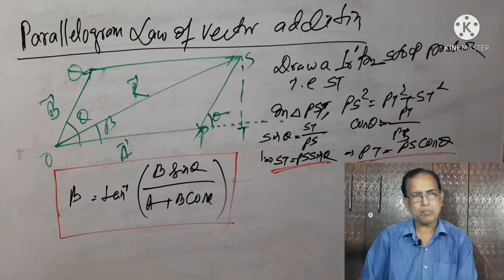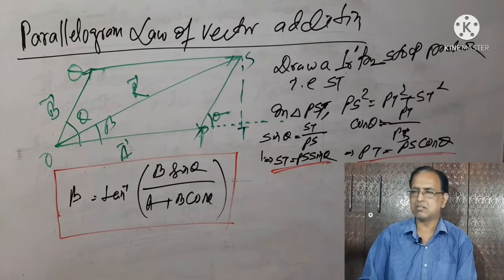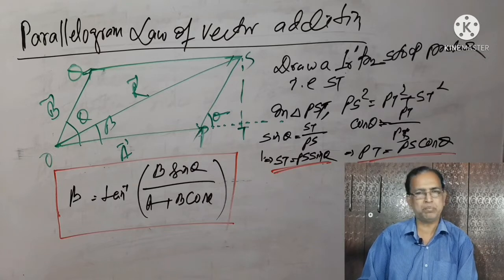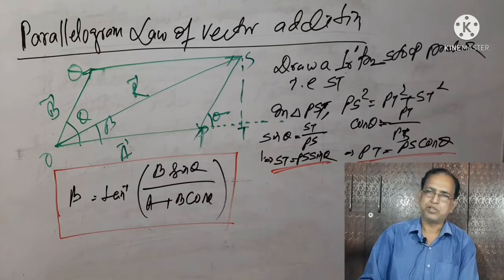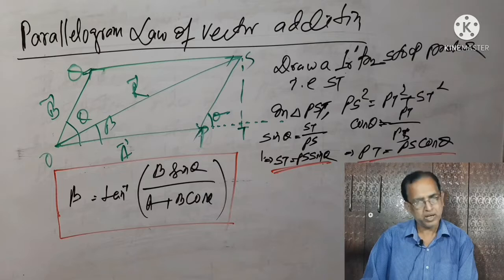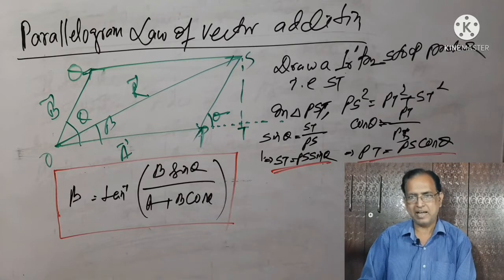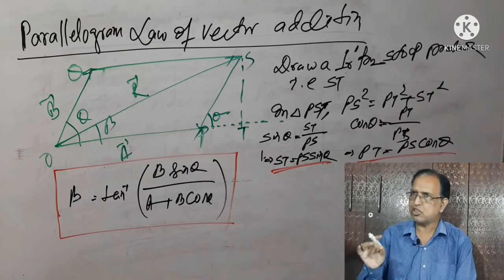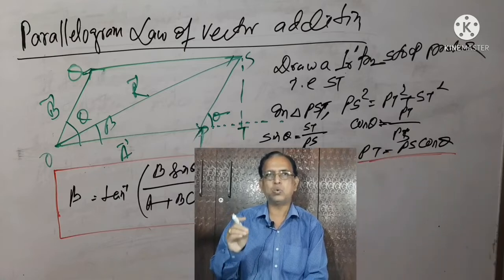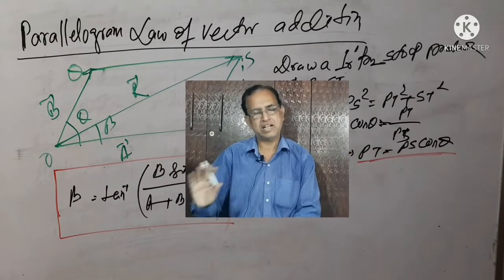In case of the parallelogram law, the magnitude of the resultant R is equal to the square root of A square plus B square plus 2AB cos theta. For direction, beta is equal to tan inverse of B sin theta by A plus B cos theta. So these two laws, the triangle law of vector addition and the parallelogram law of vector addition, are used for addition of only two vectors. That's all. Thank you.